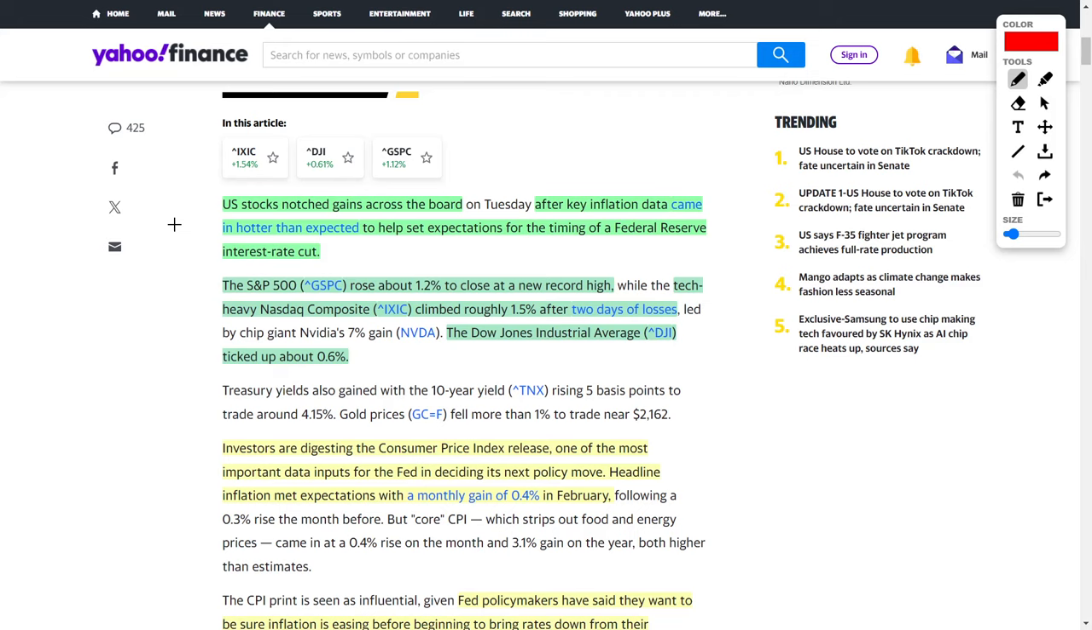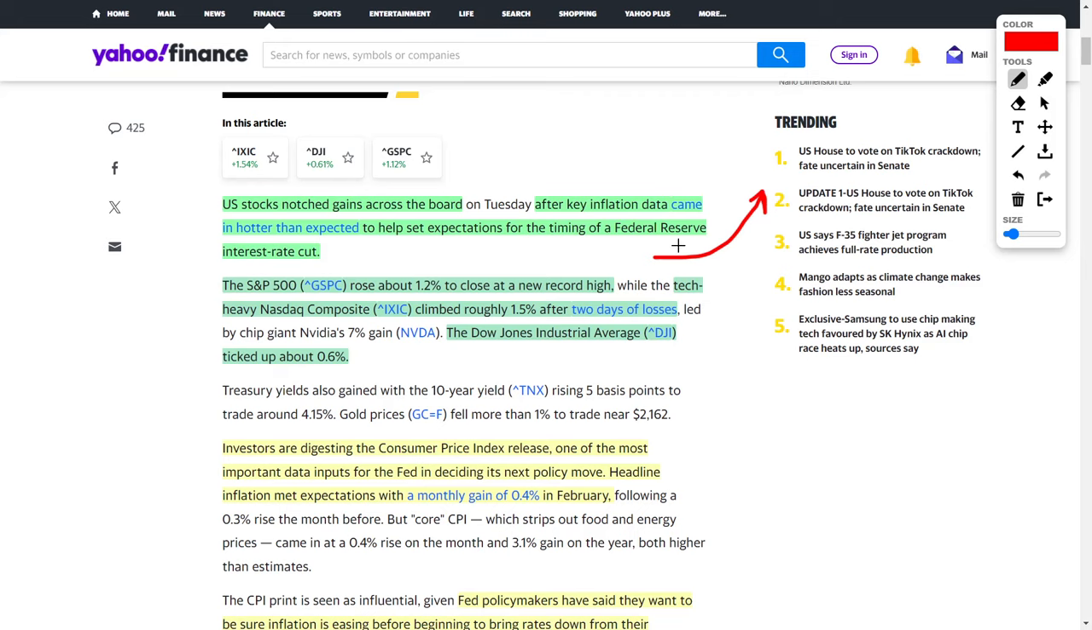Key inflation data actually came in hotter than expected. And this is interesting because the Federal Reserve right now is contemplating whether or not they will raise or cut interest rates, or at least hold them steady. The reason why this is important is because when the Federal Reserve lowers interest rates, and it's honestly only a matter of time before they do that, this will act as a positive catalyst for the general stock market, thus pushing stocks higher.